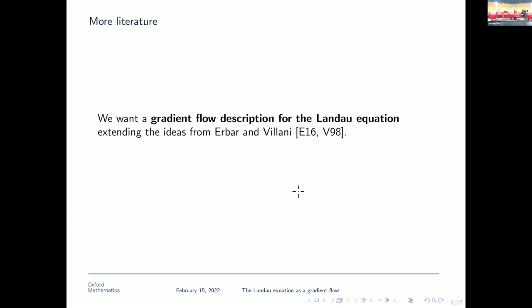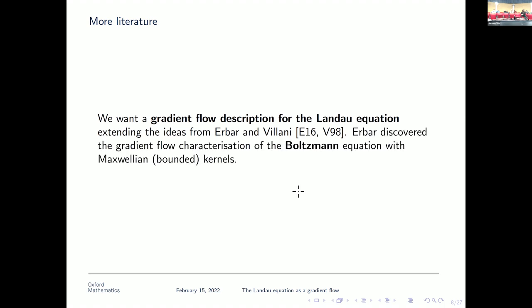Okay, so now I can start talking intuitively and formally about the gradient flow perspective for the Landau equation that I want to give. This is motivated by ideas from Erbar and Villani. In particular, Matthias Erbar discovered the gradient flow structure of the Boltzmann equation with bounded collision kernels. Our goal here was to repeat and extend his results, also using his technology to characterize the Landau equation as a gradient flow, but for more general kernels, not just for Maxwellian kernels.